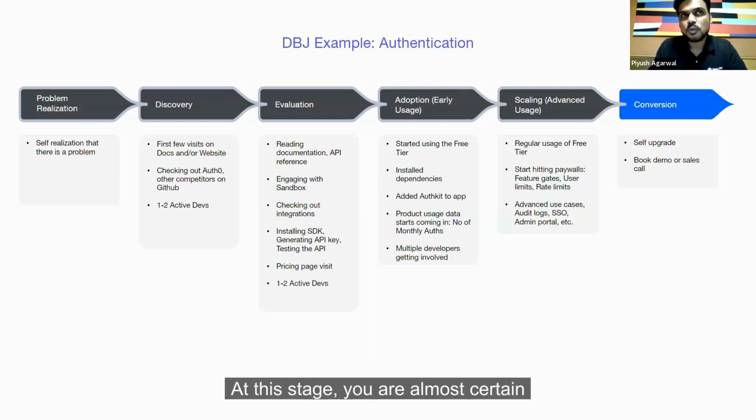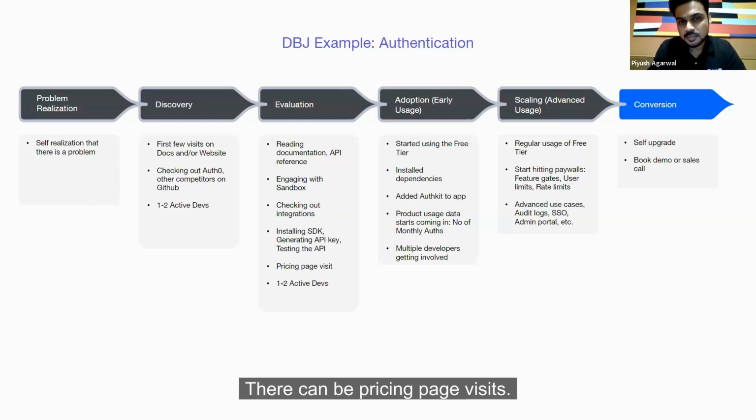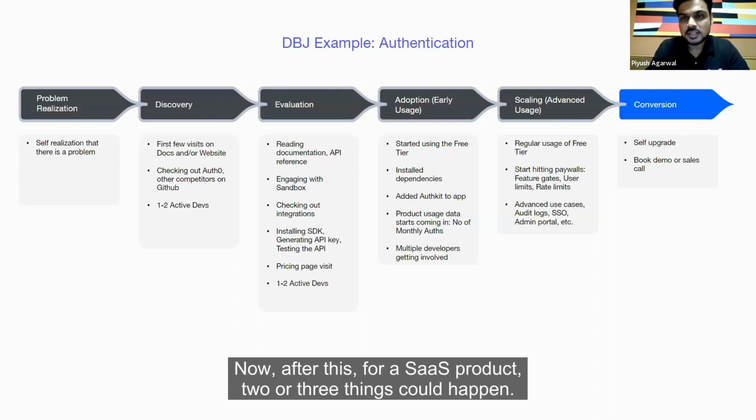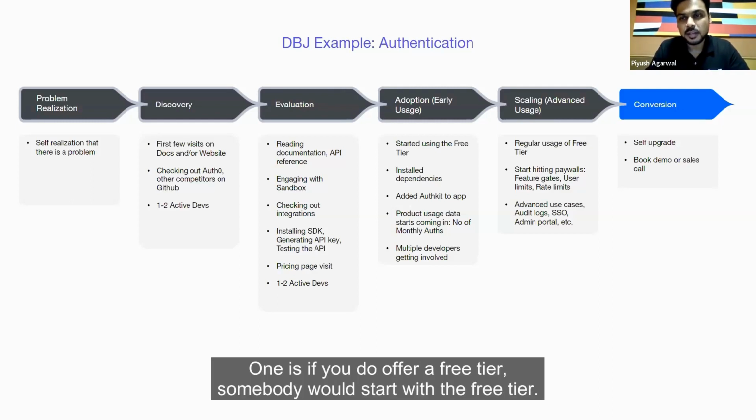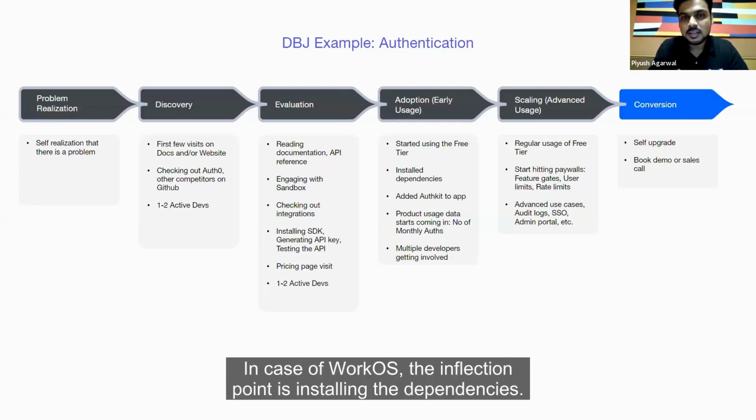At this stage, you are almost certain that there's an evaluation going on, and very soon there's going to be a decision. There can be pricing page visits. Again, 1 or 2 developers are active. Now, after this, for a SaaS product, 2 or 3 things could happen. One is, if you do offer a free tier, somebody would start with the free tier. They sign up, they install the dependencies. In case of WorkOS, the inflection point is installing the dependencies.